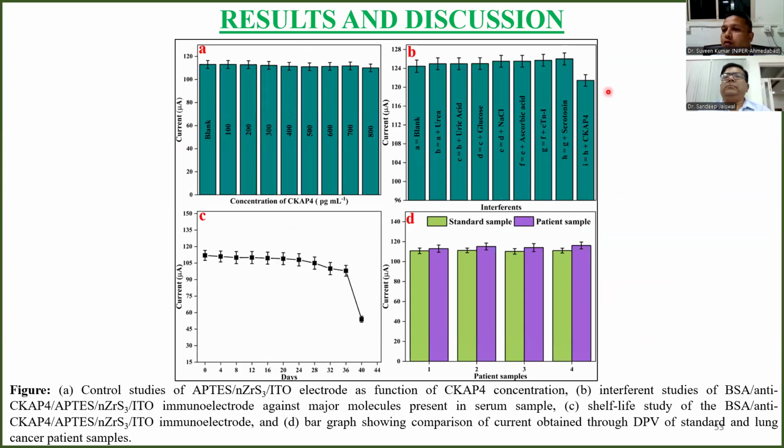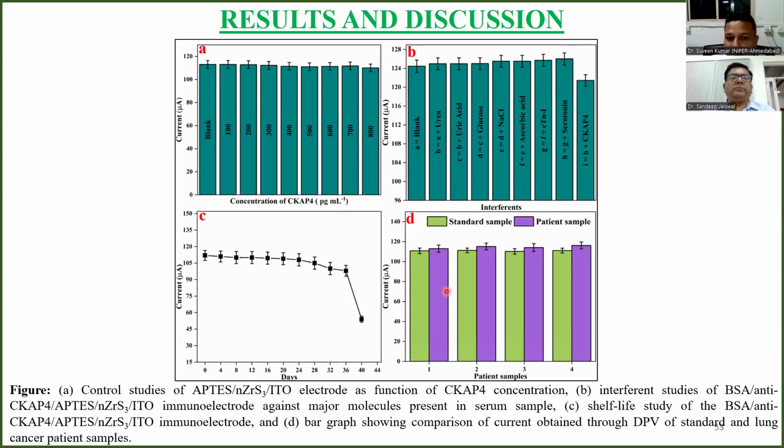When we talk about the biomolecules present in the serum sample of a lung cancer patient, there are several other biomolecules also available. So we have investigated the interferents mainly observed in lung cancer serum samples. On this basis, we can say we have obtained an acceptable percentage RSD value, and the shelf life is about 36 days.